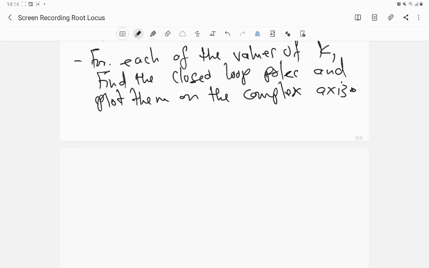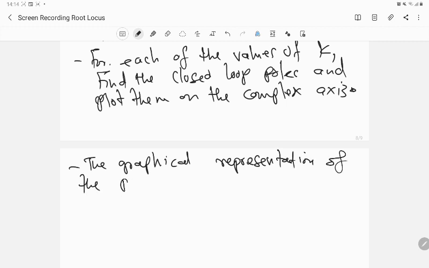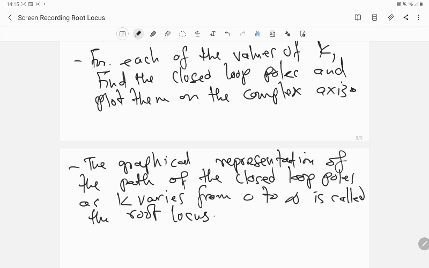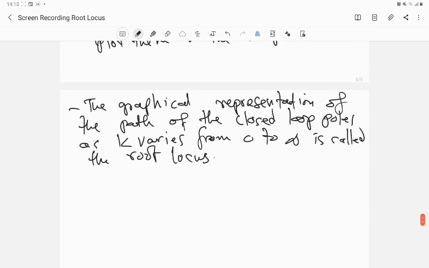Now when we do this, the graphical representation of the path of the closed loop poles as K varies from 0 to infinity is called the root locus. So the graphical representation that we get after plugging in a series of values of K, calculating the poles for each of them and plotting them, is what we call the root locus.